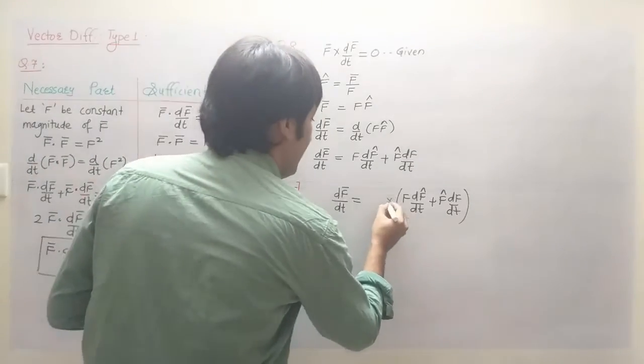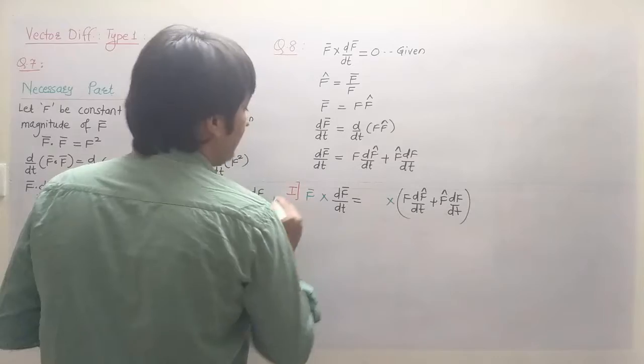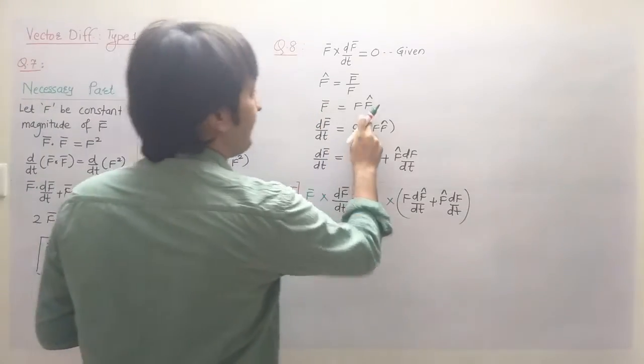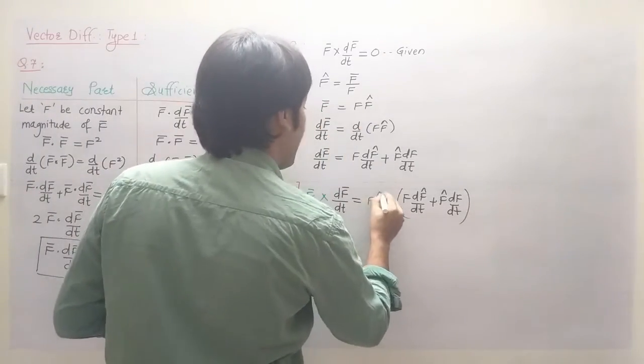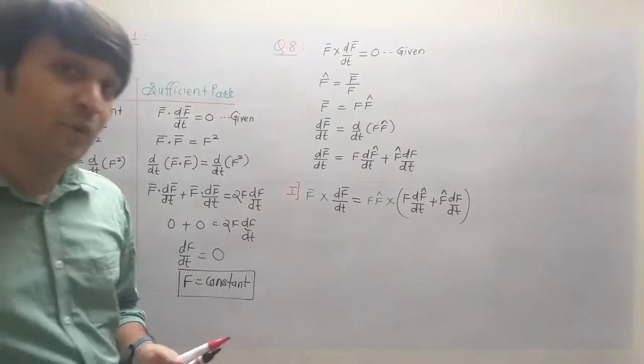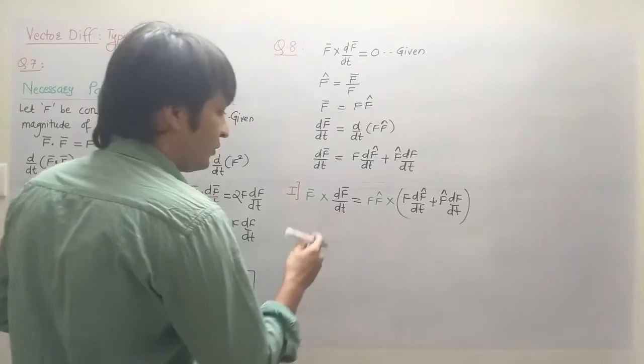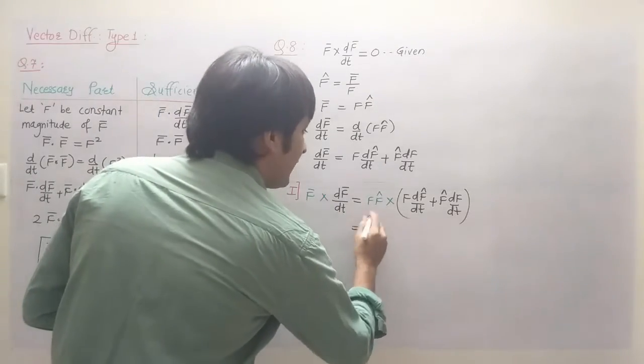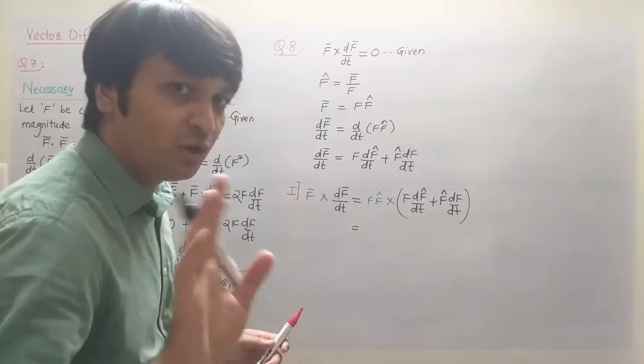How? Check this. I will take cross with f bar, and we know f bar is f cap. So I will write here f cap. F bar is f cap. I am just writing it here. Correct? Check now how I am going to do this. Take cross. Cross is always between vectors, not between constants.